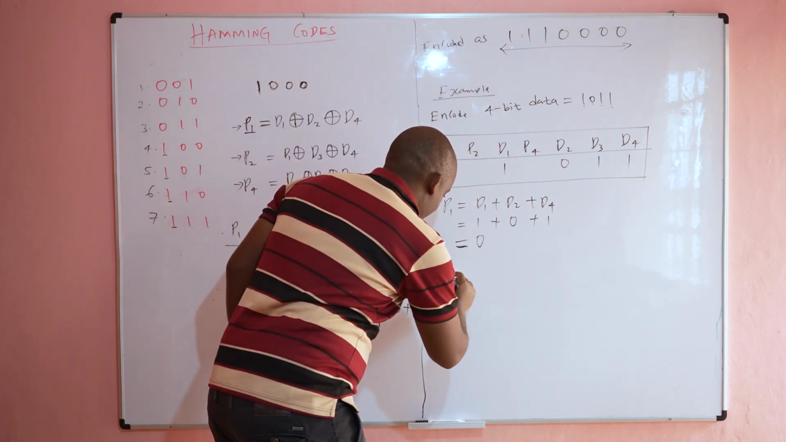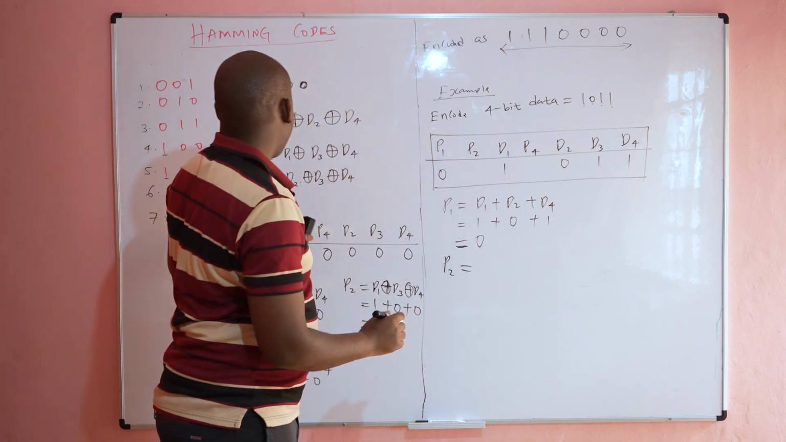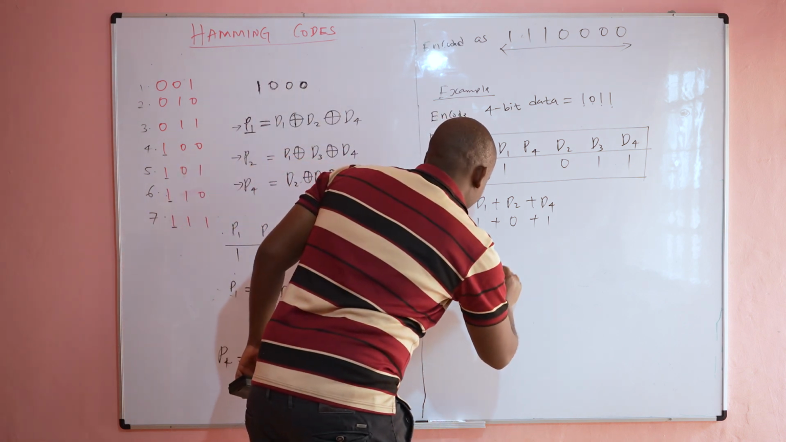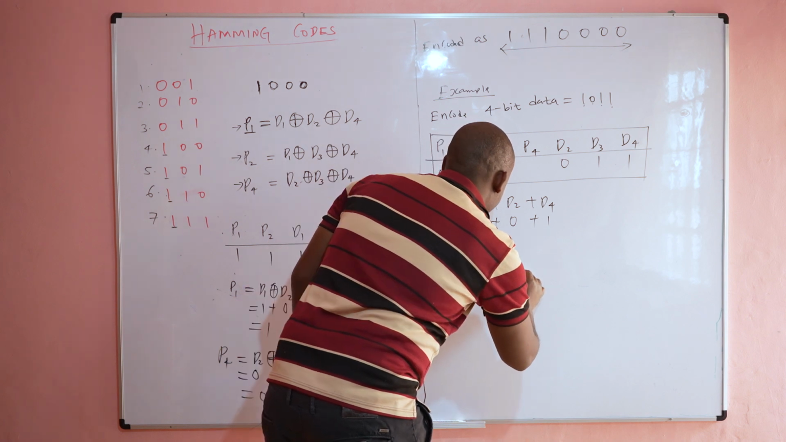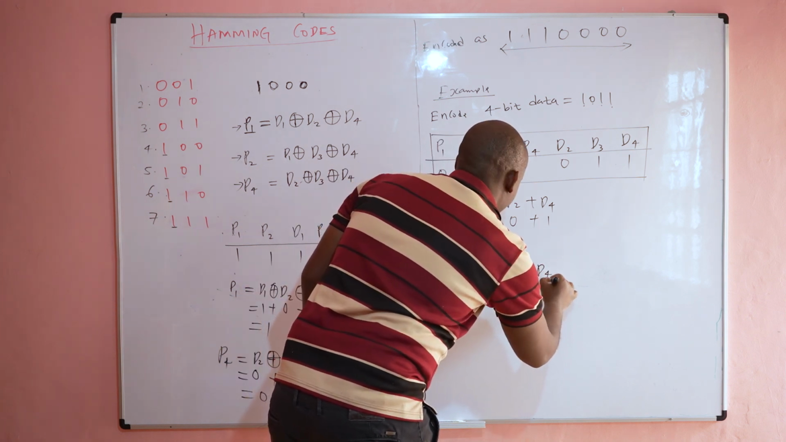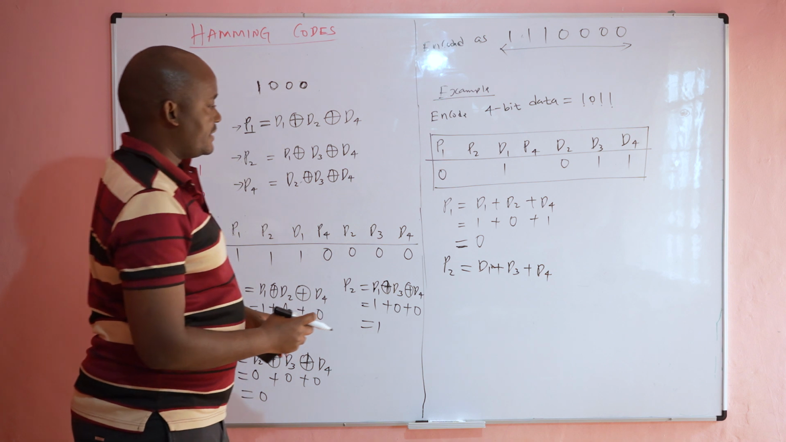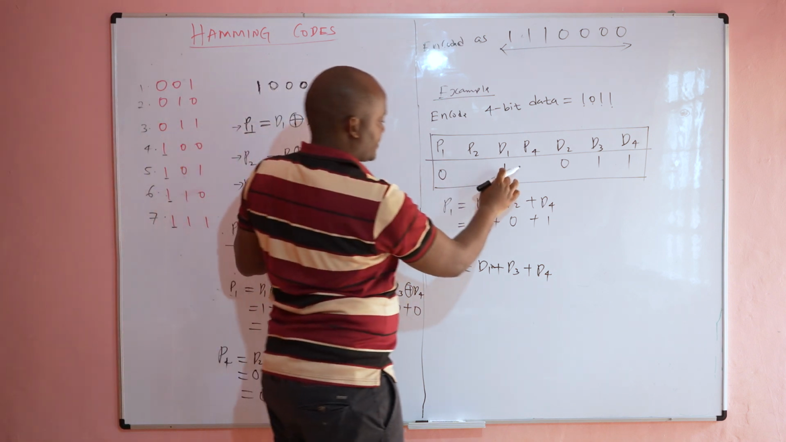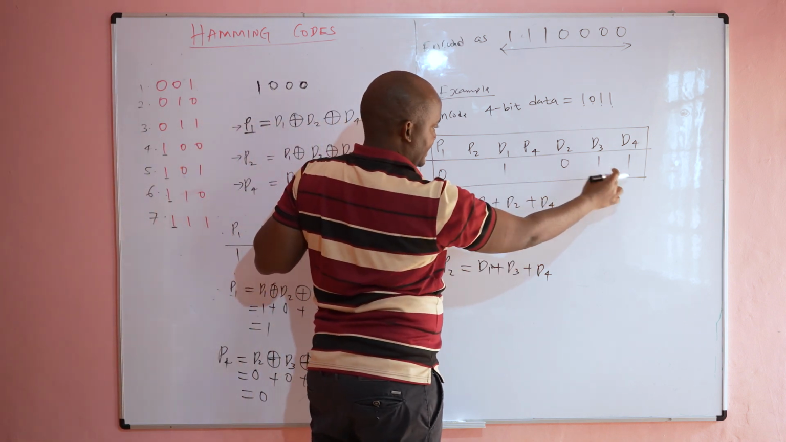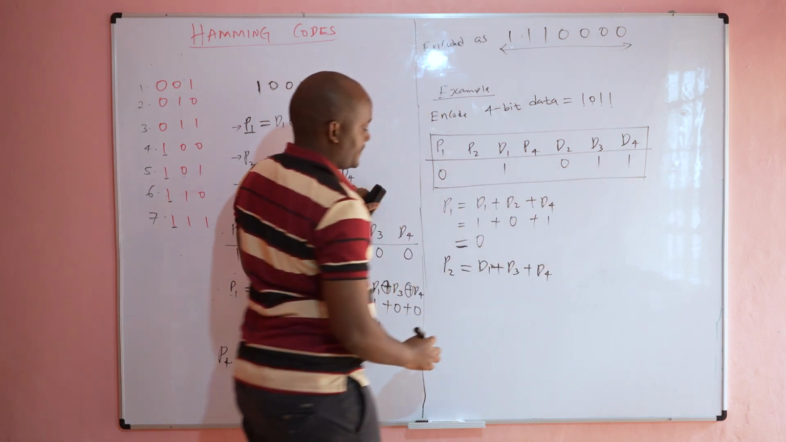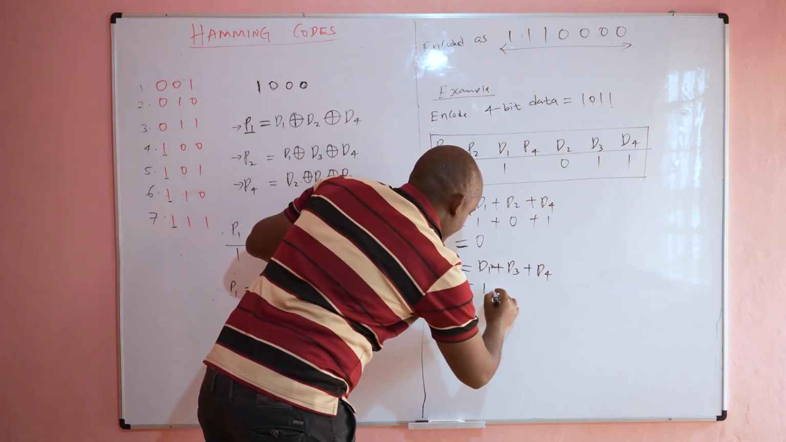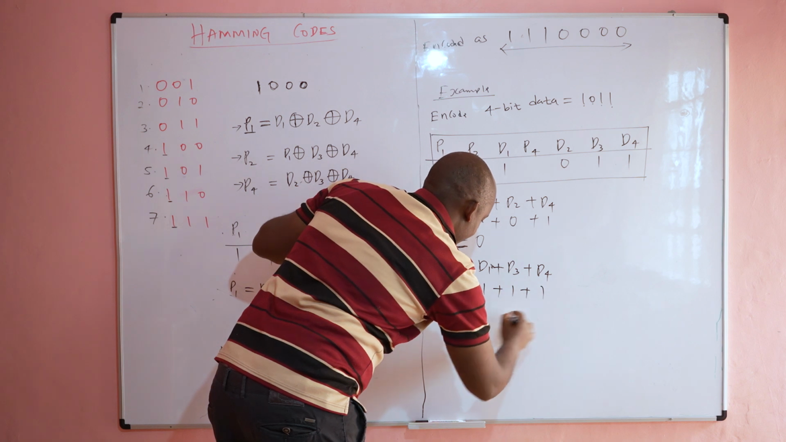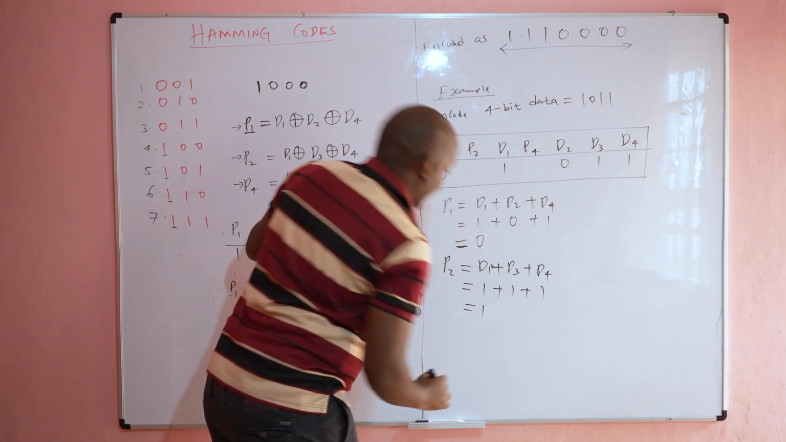So parity bit 2, what is it given by? It is given by D1 plus D3 plus D4. Now you have these values, you know what your D1 is from here, you know what your D3 is from here, you know what your D4 is here. So once again, this will be equal to 1 plus 1 plus 1. This is going to give us 1.